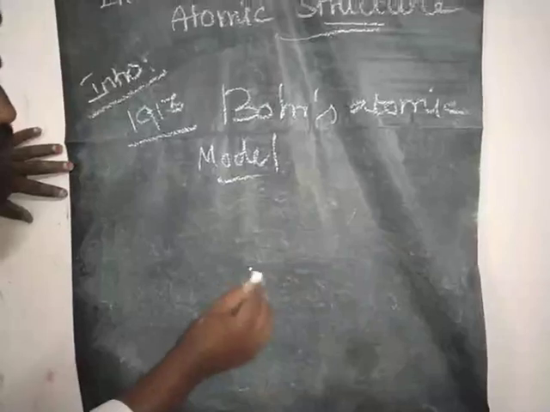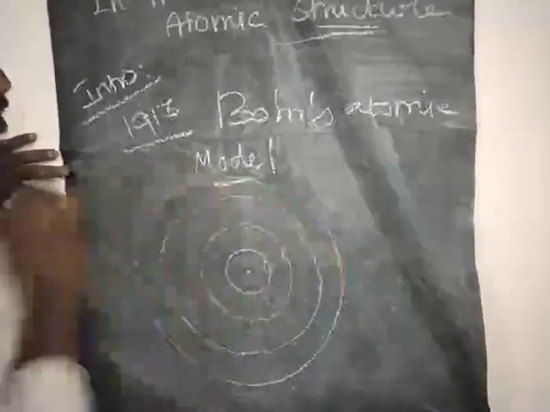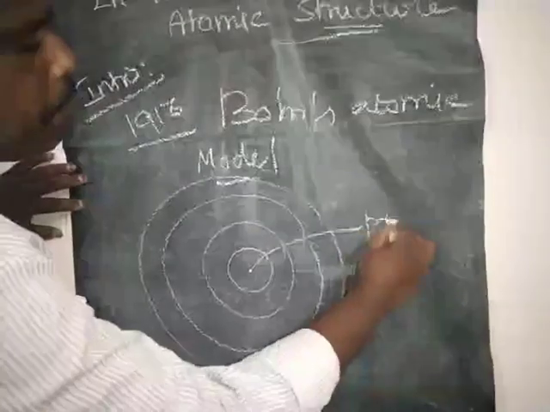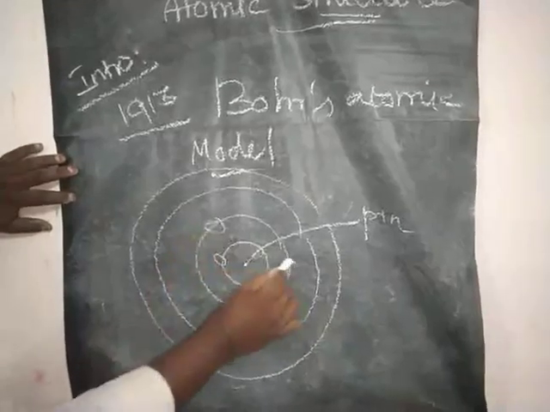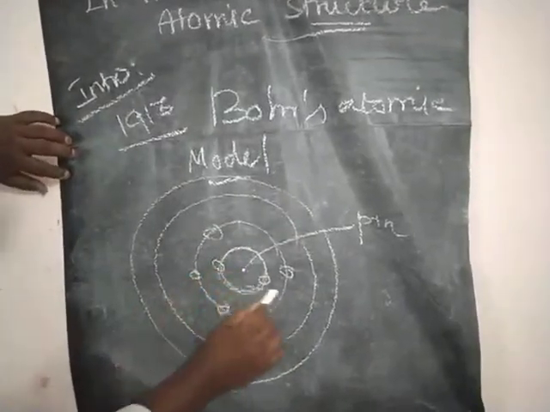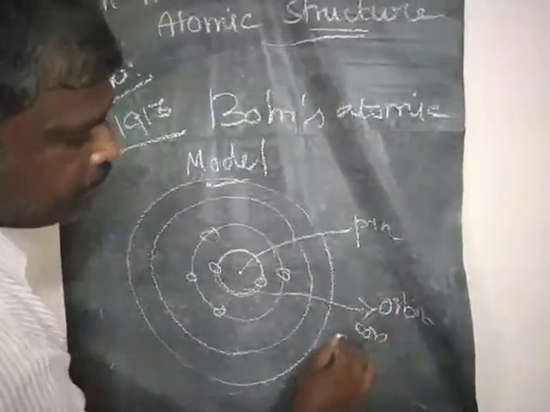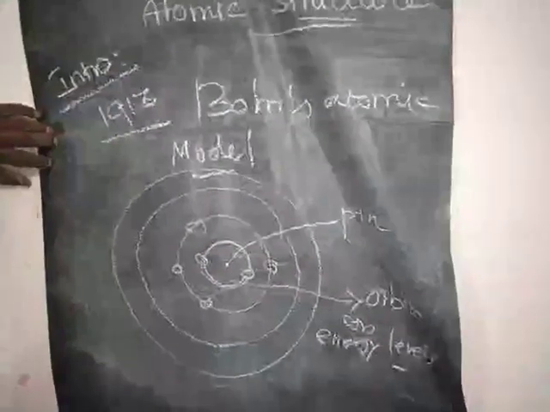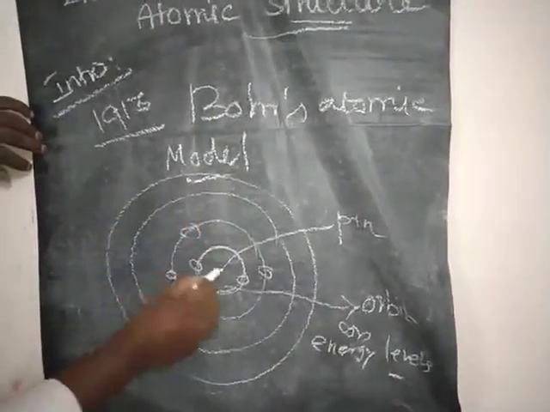In the same way he explained that the atom is made up of a nucleus. The nucleus is made up of protons plus neutrons. Around the nucleus, electrons are revolving. The revolving path is nothing but the orbit or energy level.